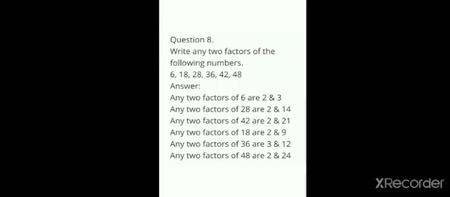The numbers are 6, 18, 28, 36, 42 and 48. The factors of 6 are 2 and 3. The factors of 28 are 2 and 14. The factors of 42 are 2 and 21. The factors of 18 are 2 and 9. The factors of 36 are 3 and 12. The factors of 48 are 2 and 24. So if you multiply these factors with each other, you get the number.